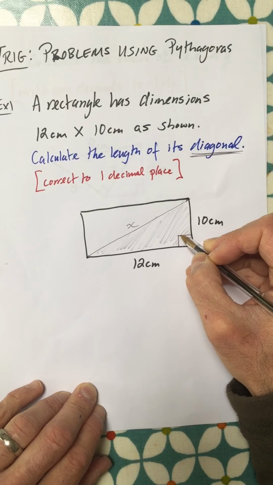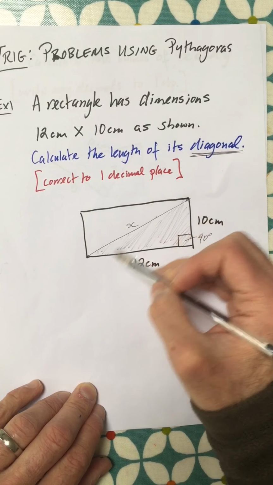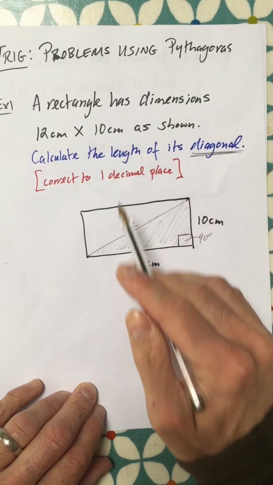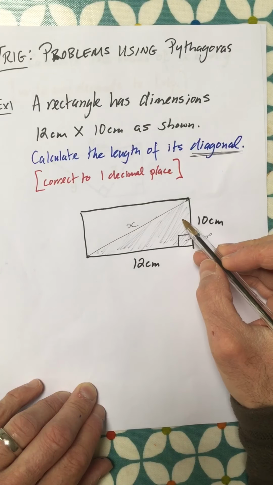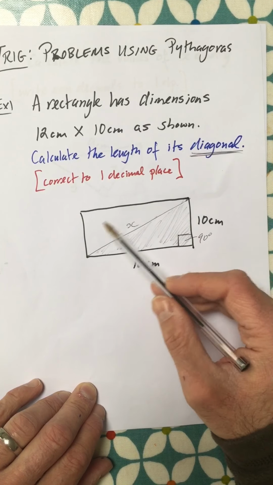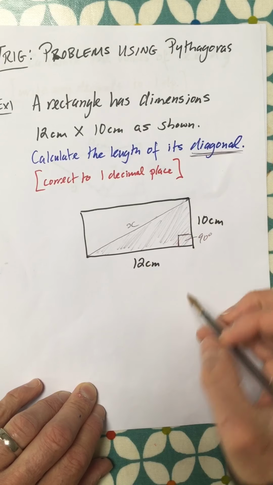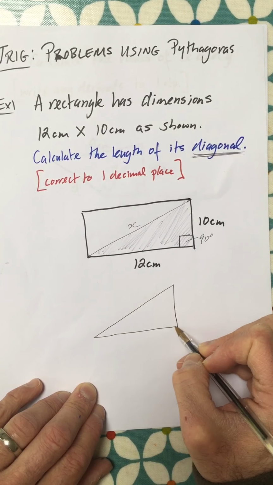Now, it didn't say that in the question. How do I know it has to be 90 degrees? Well, all the corners of a rectangle or a square have 90-degree angles in them. That's one of the properties of a rectangle. So what I suggest students do is when you have a problem like this, draw in the diagonal, you can shade it in if you wish, and then redraw the triangle on its own. You don't have to do this, but I think it really helps.